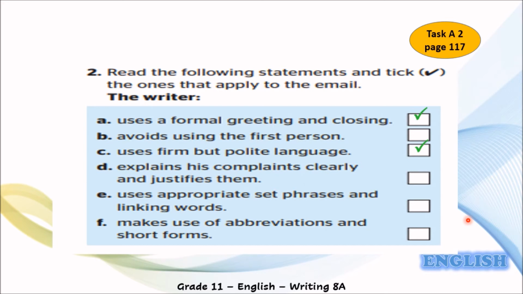D. Explains his complaints clearly and justifies them. Sure, that's all a complaint letter is about. E. Uses appropriate set phrases and linking words. Absolutely. F. Makes use of abbreviations and short forms. We were saying that a complaint letter is a very formal letter. So, do you think that it has abbreviations and short forms? Of course not.